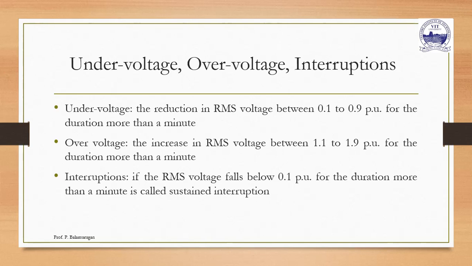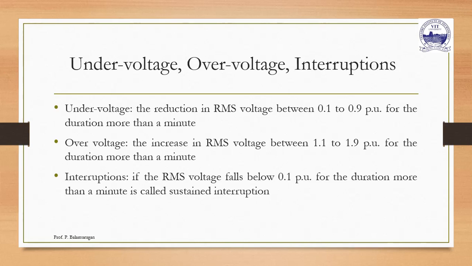Under voltage, over voltage, and interruptions. These parameters fall under long duration voltage variation. An under voltage is characterized by the reduction in RMS voltage between 1.1 to 0.9 per unit for a duration of more than a minute, and similarly over voltage is characterized as an increase in RMS voltage between 1.1 to 1.9 per unit for a duration of more than a minute.